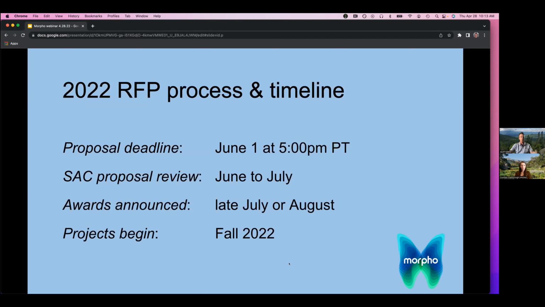All those proposals that we get in by June 1st will be reviewed by our Science Advisory Council in June and into July. In partnership with that Science Advisory Council, we'll be able to make final decisions about which projects will be funded by sometime in either late July or probably very early August. So once the teams that have been funded are notified, they'll be able to turn around and hopefully start, sometime in the fall of 2022, scheduling their first in-person meeting sometime around then.